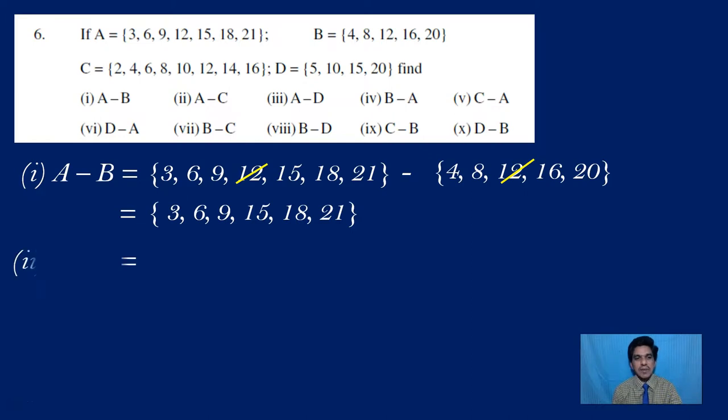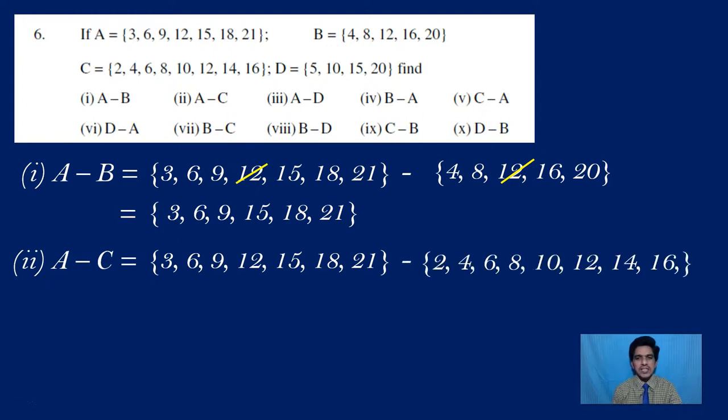Now, the next one, A minus C, which is the set of 3, 6, 9, 12, 15, 18, 21 minus C, which is 2, 4, 6, 8, 10, 12, 14, and 16. What are the common elements in these two sets? We have 6 and 12. That's all. So what are the elements remaining in A? We have 3, 9, 15, 18, and 21. That is A minus C.